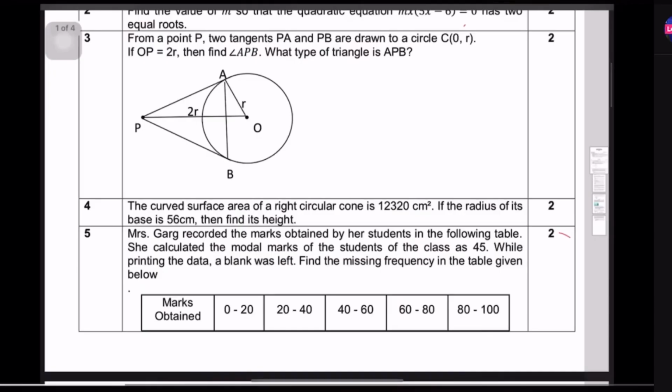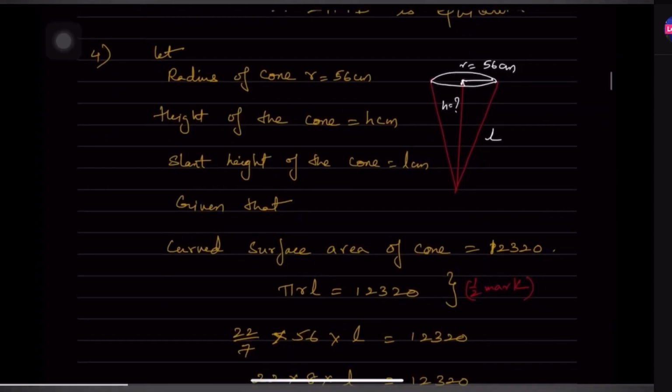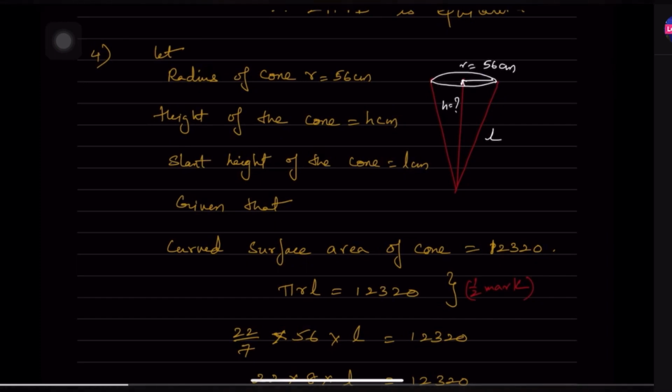The next problem is, the curved surface area of a right circular cone is 12,320 centimeter square. If the radius of the base is 56 centimeters, then find its height. So fourth one, let the radius of the cone be R, which is equal to 56 centimeters. Height of the cone is h centimeters, which we have to find out. Slant height of the cone is L centimeters.